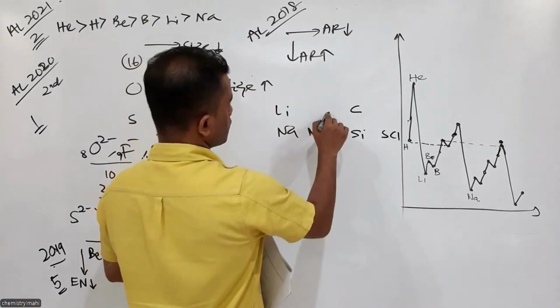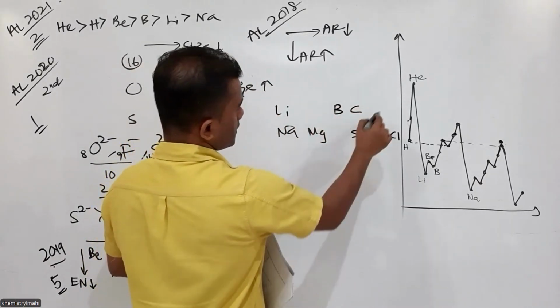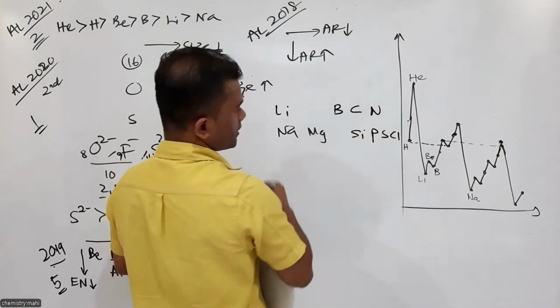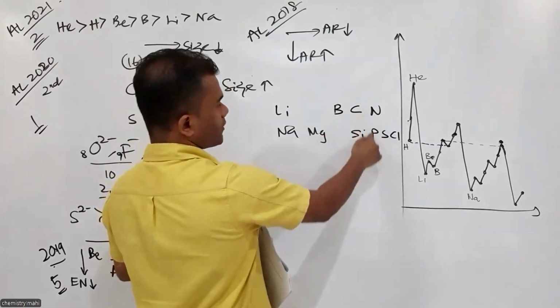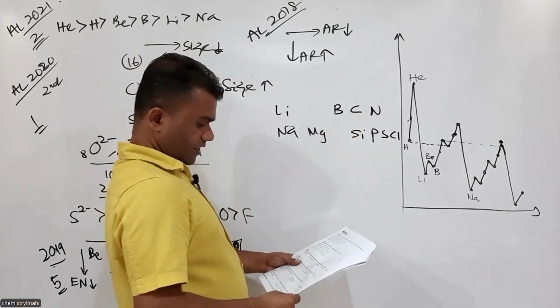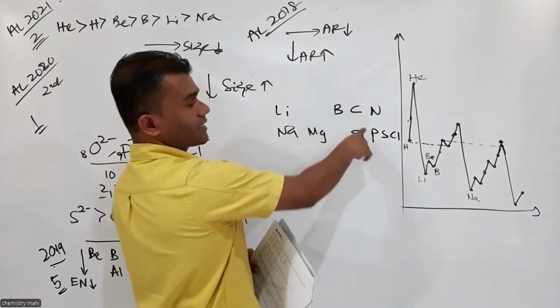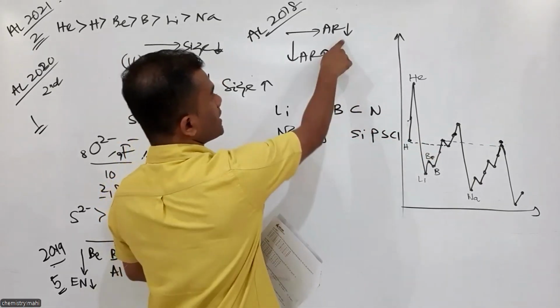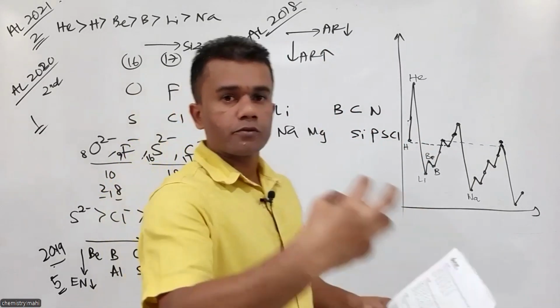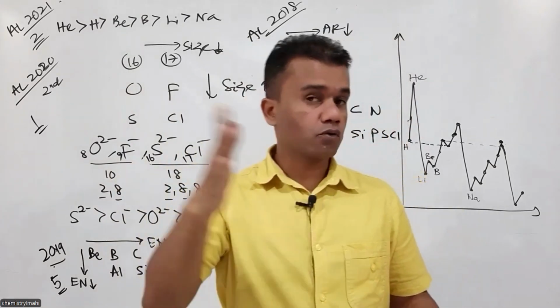Boron, carbon, nitrogen, phosphorus. So I got boron here, carbon here, nitrogen here, phosphorus here. See, it's given boron, carbon increasing. No, boron to carbon decreasing. The carbon should be smaller than boron, but it says boron to carbon means increasing.